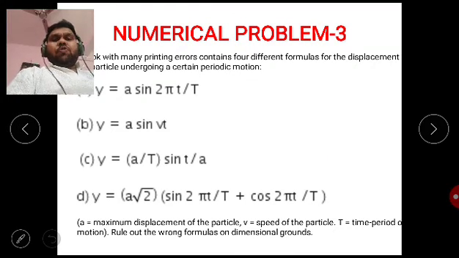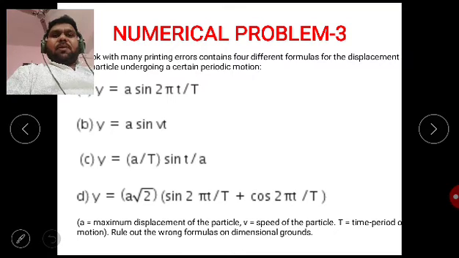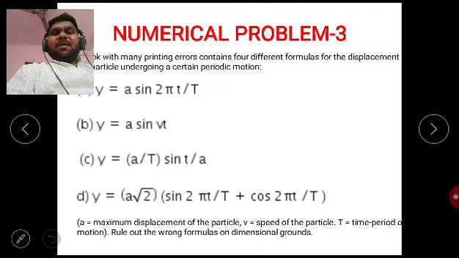We will move to numerical problem number 3. We are given equations in simple harmonic motion, and they are related by the displacement. Y is displacement, A is the maximum displacement, T is time and B is the speed of the particle. We need to tell, out of the 4 given equations in simple harmonic motion, which ones are correct and which ones are incorrect.